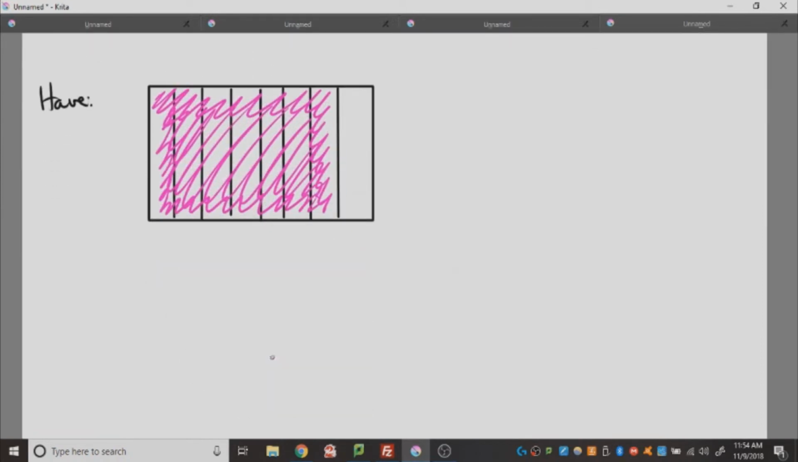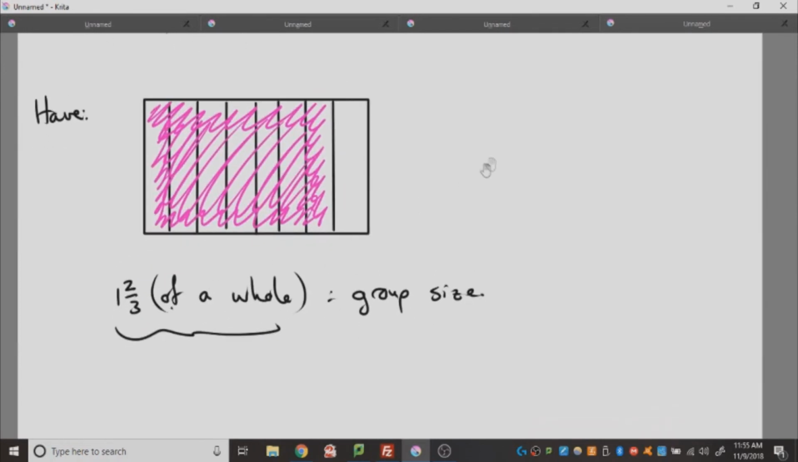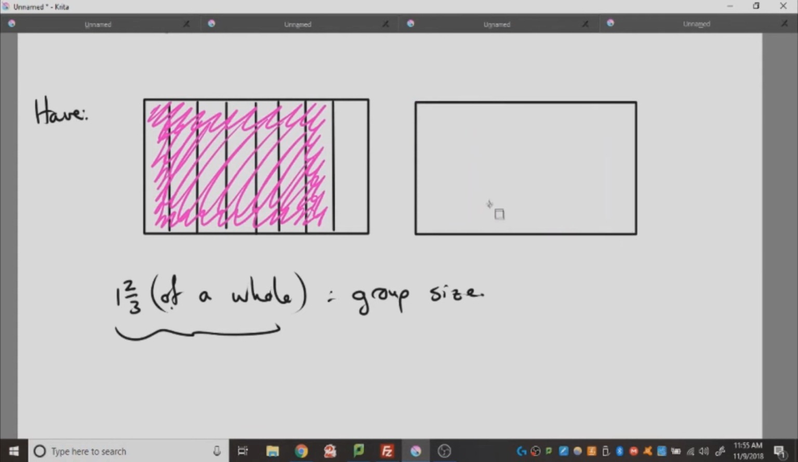Now here's where you can let me know. 1 2/3 of a whole. I'll put it in brackets because that's a mixed number. It's more than a loaf of bread. It's more than 1 whole. It's 1 and then another 2/3 of a whole, which I don't see here, but that is my group size. Now you can do it somewhere else and figure out how many pieces this will be. Or I can just extend this to see 2 loaves of bread.